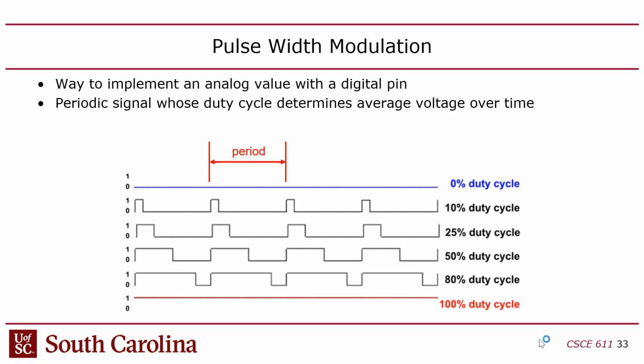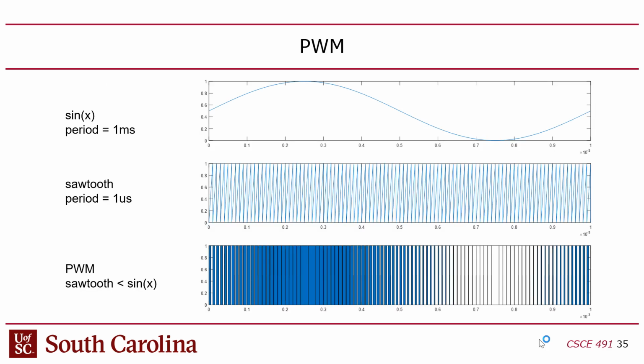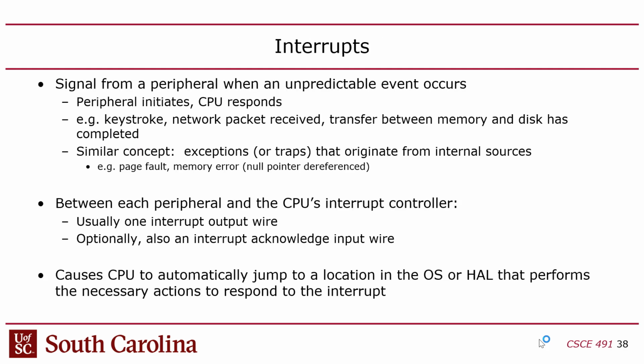This example shows DC values. So this would be like a 10%, 25%, 50% duty cycle. You can also modulate an AC signal on there as well. So I showed an example of that, and then I had a question about that.